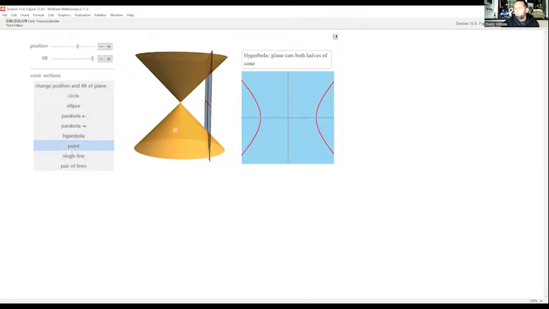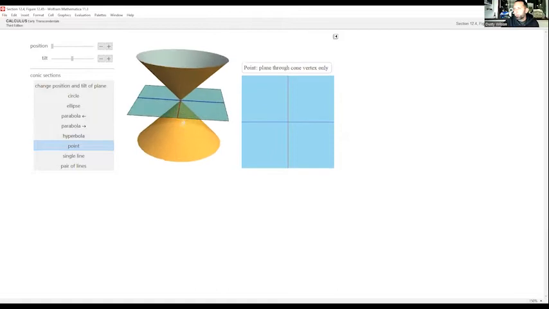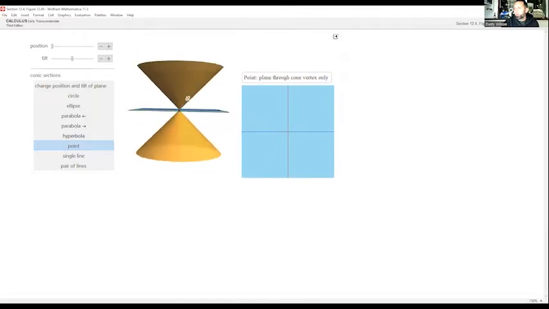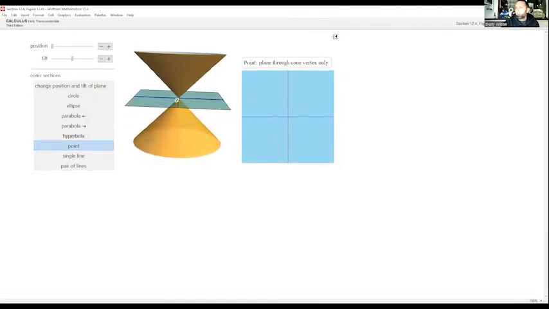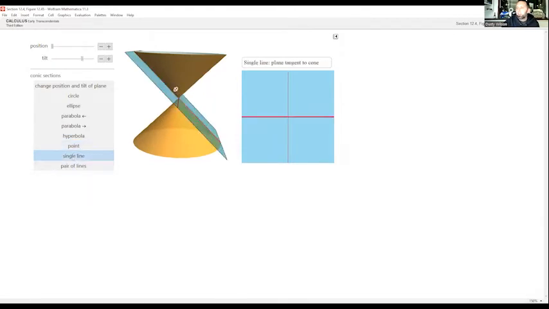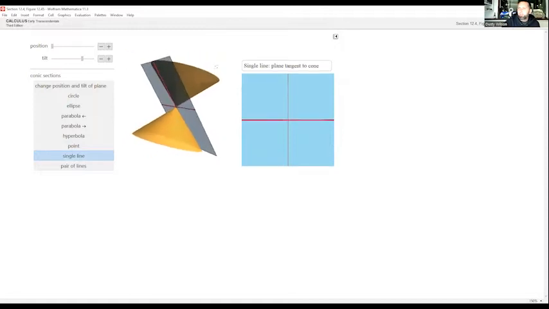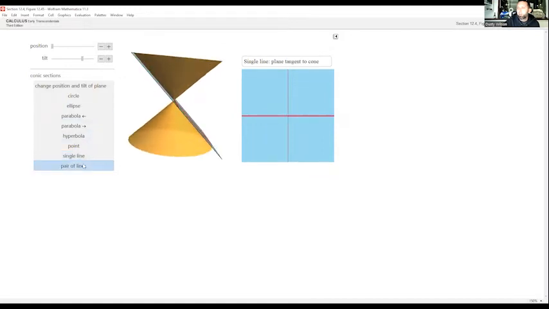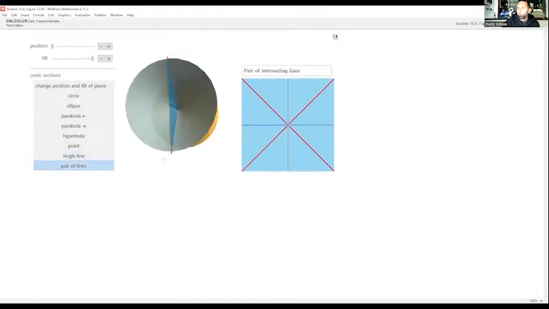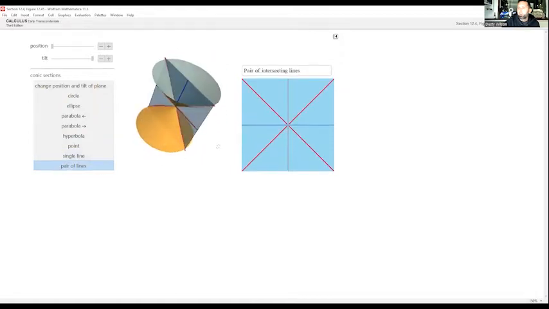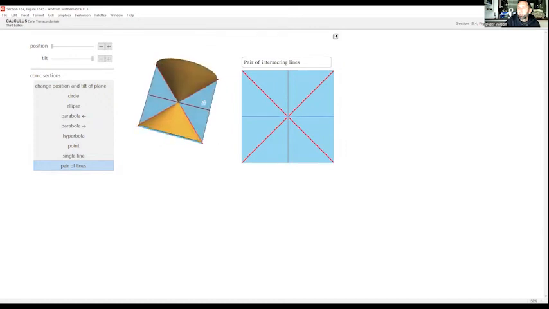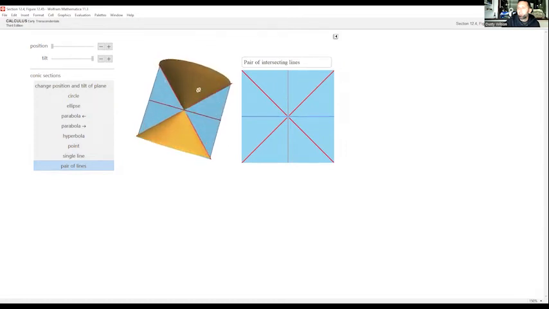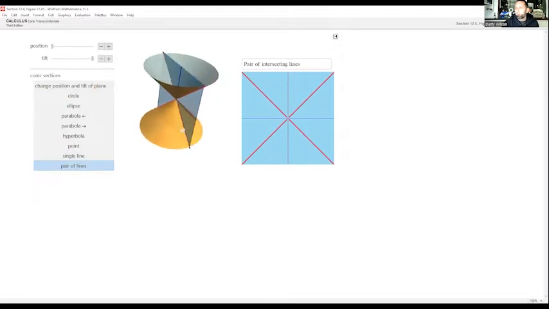Of course, you can get just a point if we grab just the tip, like where the 2 cones come together. So the point would be just the point where the plane and the cones meet. You get a single line if you happen to very cleverly line up with the very edge of the cones. And we could even get a pair of lines if we slice straight down and manage to get both edges of the cones.